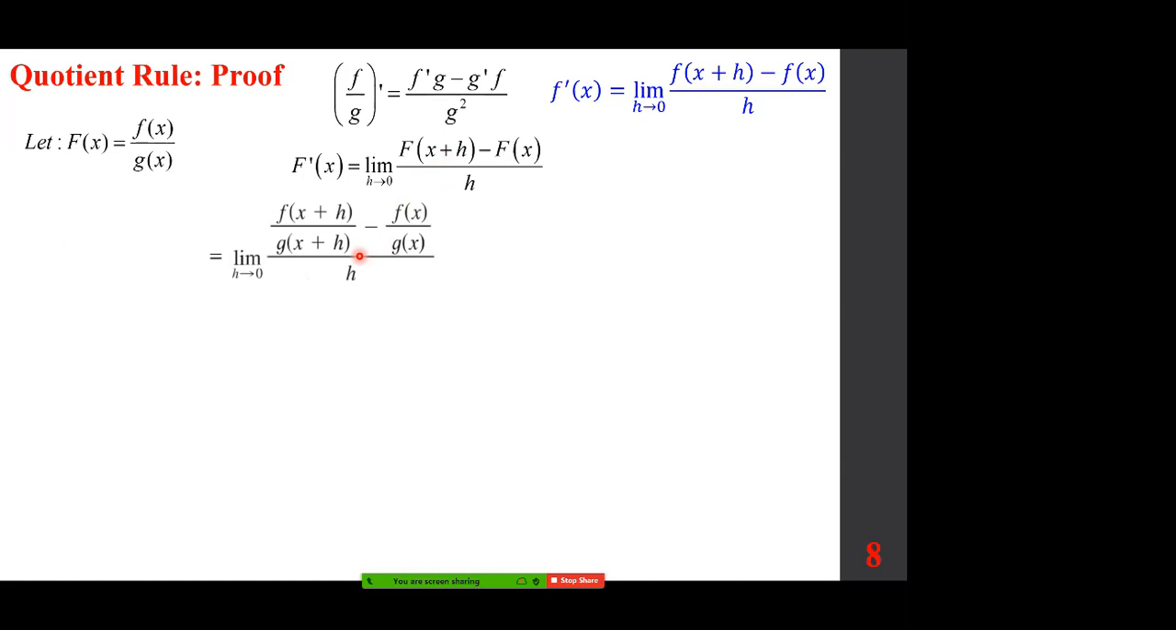Okay. Now, let's multiply the top and the bottom by the LCD. I hope you realize you have to multiply the top and the bottom by g of x times g of x plus h. Let me write it here so you see, because I don't have room. I'm going to write it here on this side. We are going to multiply the top and the bottom by g of x times g of x plus h to get rid of what? Complex fraction. So what happens?